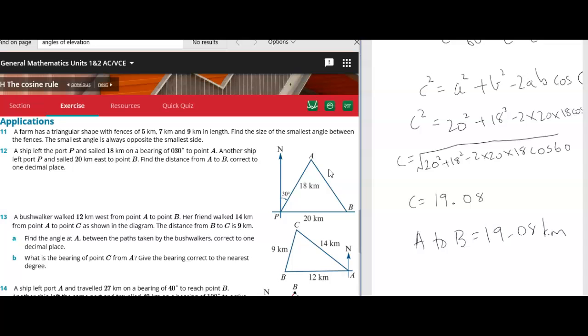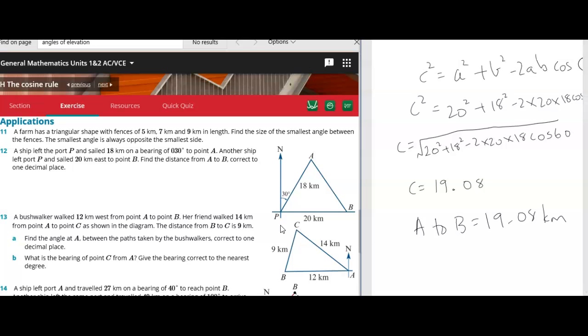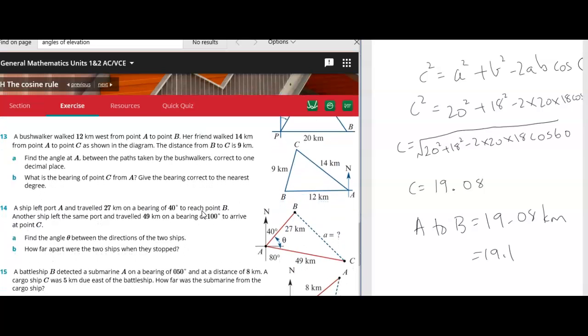So it's extremely important when you're using the cosine rule that you remember to take the square root, but think about your answer, and you should think about your answer for any question. So here, 19.08 looks like a good answer. And here it says to 1 decimal place, so I might just change that and do it to 1 decimal place. Okay, let's move on to question 13.